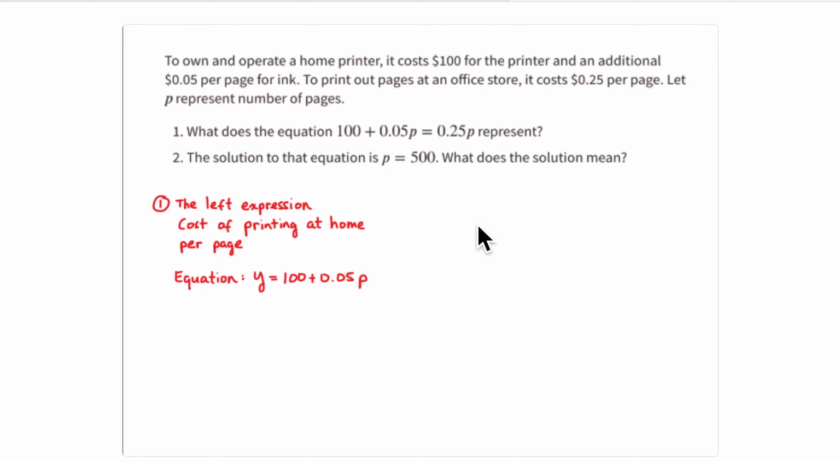So let's go through and split this out as I have been doing. We're going to take this equation and split it into two parts. We're going to take the left expression and make that a separate linear equation. So the cost is equal to $100 plus 5 cents per page times the number of pages. So this is y equals mx plus b. The slope is 5 cents per page, and b, the y-intercept, is $100 because that's the $100 it costs you to buy the printer. You have to pay $100 no matter how many pages you print.